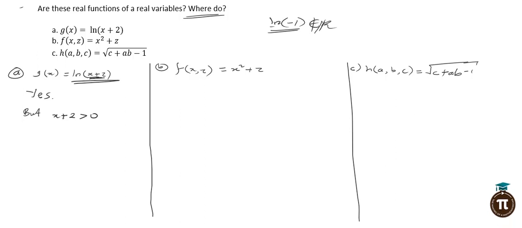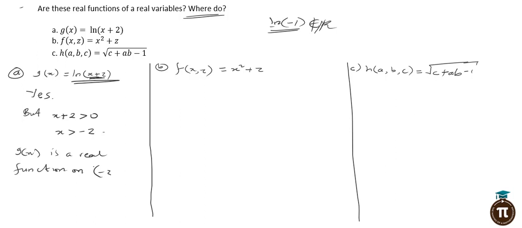That is my point. So provided that x plus 2 is greater than 0, or you say x is greater than -2, g of x is a real function on the interval greater than -2, and it goes up like that. That is the interval from -2 to infinity. That means from -2 on to infinity, because that is what we have there.